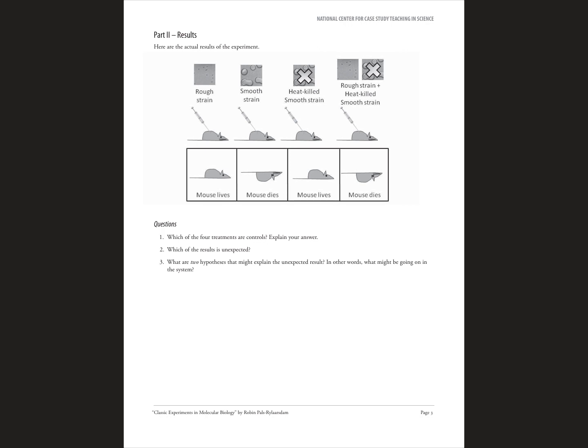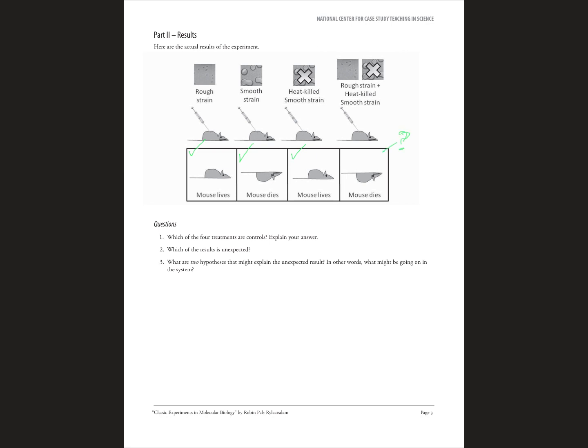So they do the experiment. The rough mouse lives, check. So we're good with that. We expected that. The smooth strain dies. Positive control is correct. We're good. The heat killed one lives. Again, we expected that. This was a question now.